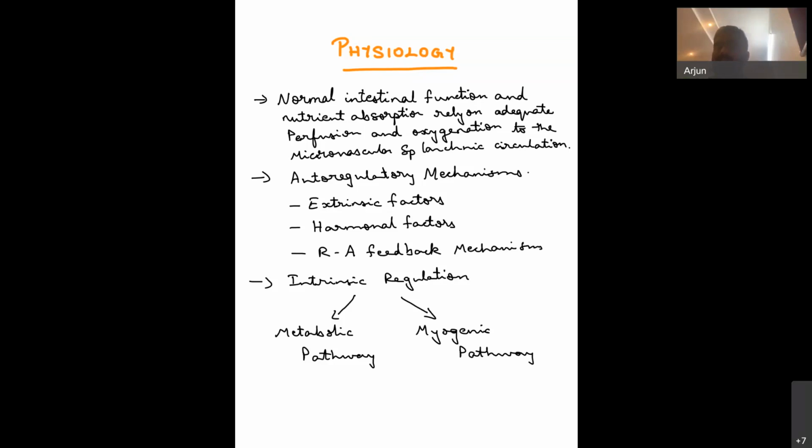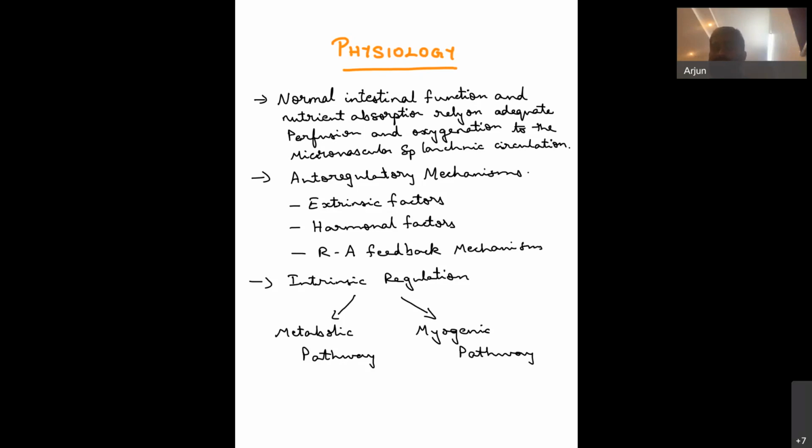The renin-angiotensin feedback mechanism also causes mesenteric vasoconstriction through the direct action of angiotensin II during hypovolemic states. The intrinsic regulation also plays a major role, mainly through two types: the metabolic pathway and the myogenic pathway. In the metabolic pathway, mucosal ischemia prompts the release of metabolic byproducts, causing vasodilatation in arterial smooth muscles and preferentially shunting increased blood flow to the intestinal mucosa.